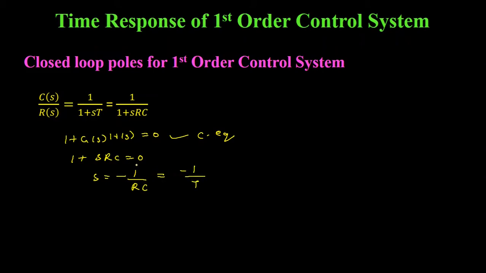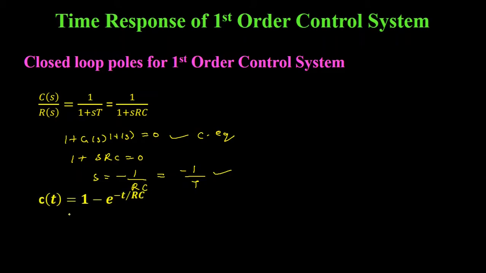Thus the first order system has only one pole. Here we can see that we are getting only one pole from this characteristic equation. So the first order system, when subjected to unit step input, will have only one pole at s equal to minus 1 upon T.